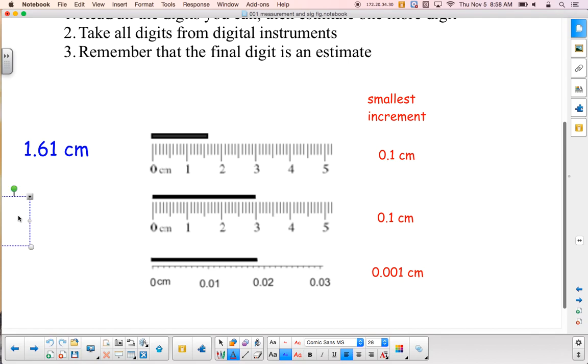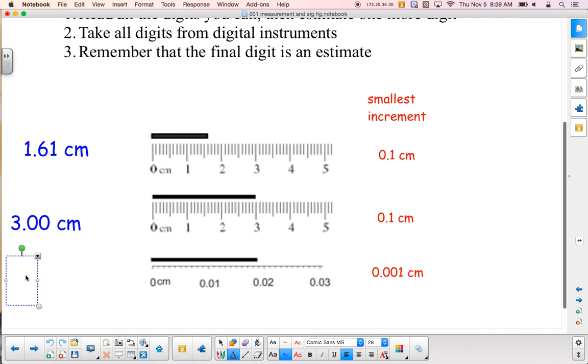As I look at the second stick, in this case it looks to me that the stick is exactly at the 3 centimeter mark, but I have to say so very, very carefully. I know for certain that I have at least 3 centimeters. And I can say with certainty that I don't have any tenths. To tell my reader that I believed I was exactly on the 3 centimeter line, I'm going to put my estimated digit as a 0 to indicate that I feel the stick is 3.00 centimeters long.